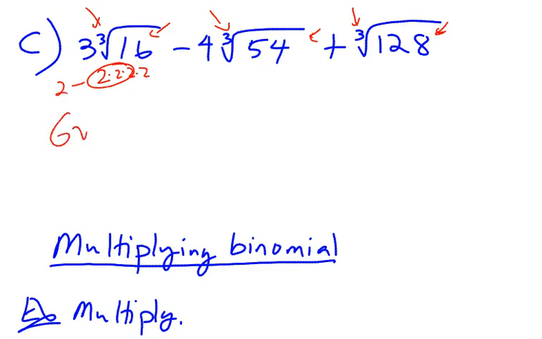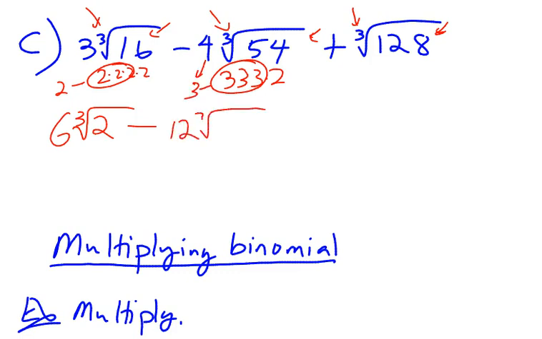So I'm going to get 6 cube root of 2, minus, when I break 54 down, and using my tree, I get 3 times 3 times 3 times 2. Well, again, I've got a group of 3 3's. Those 3's will come out as a 3, and 4 times 3 is 12. So I get 12 cube roots of 2.